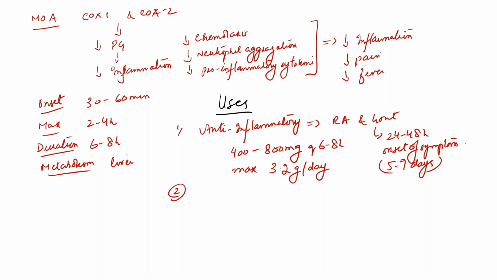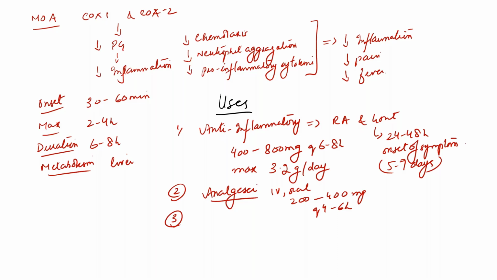The second common use is as an analgesic medication to control pain. In the hospital, it can be used as IV. As an outpatient, it can be used as an oral medication. And the dose, depending on the patient's pain, can range from 200 to 400 milligrams every 4 to 6 hours. And again, the dose should not exceed 3.2 grams per day.